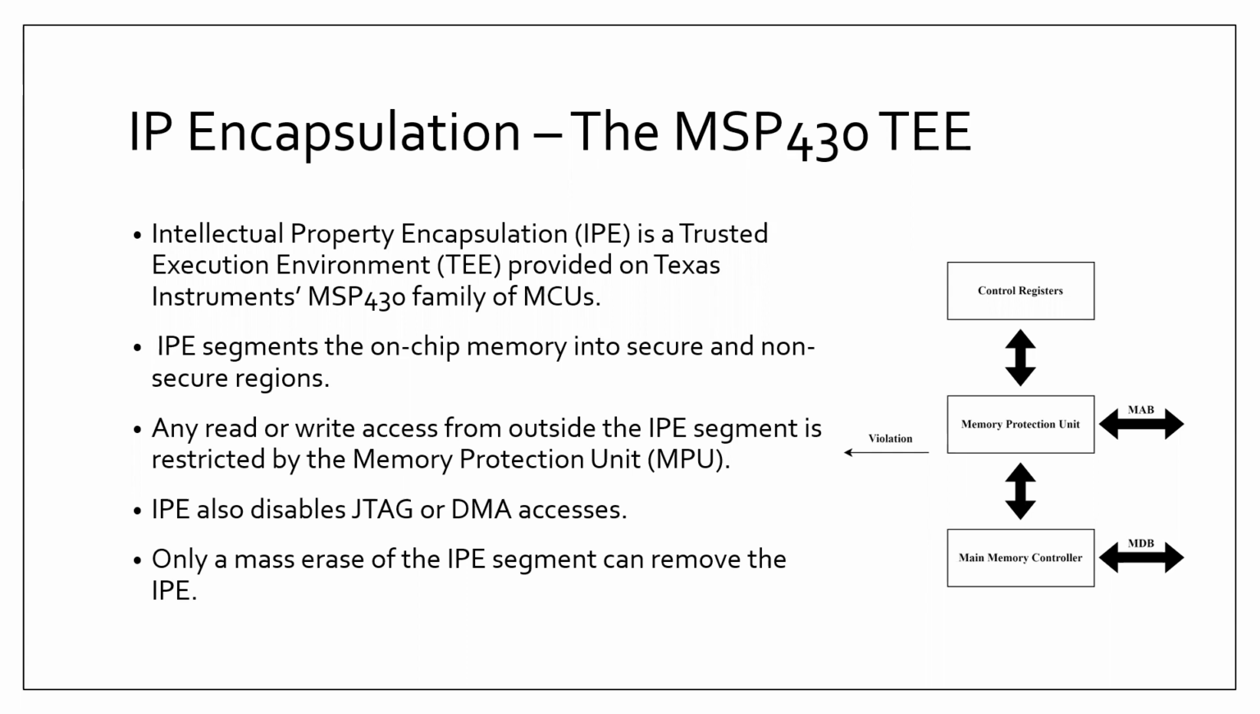So, what does IP encapsulation mean? IP encapsulation segments the on-chip memory into secure and non-secure regions. Any read or write accesses from outside the IPE segment is restricted by the memory protection unit, as you can see in the functional block diagram on the right. IP encapsulation also disables JTAG or direct memory accesses. However, one should note that IP segment accesses by JTAG are restricted, but JTAG can still send run and halt signals to the device when the secure process is running. Finally, only a mass erase can remove the IP segment.